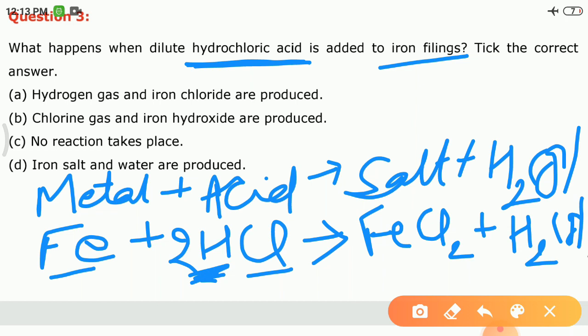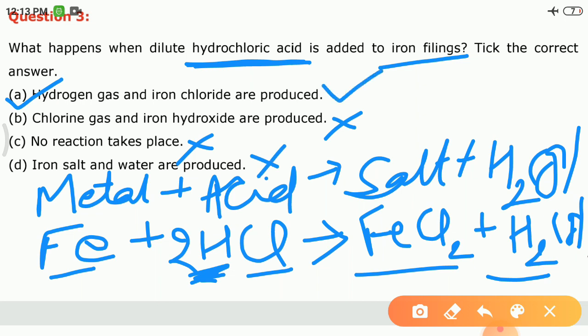So now we will discuss the options. Hydrogen gas and iron chloride are produced. Yes, hydrogen gas and iron chloride are produced. So this A option is correct. Remaining options are: chlorine gas and iron hydroxide are produced, that is wrong. Then no reaction takes place, this is also wrong. Here the reaction is going on. And D, iron salt and water are produced, that is also wrong. So correct option is A.